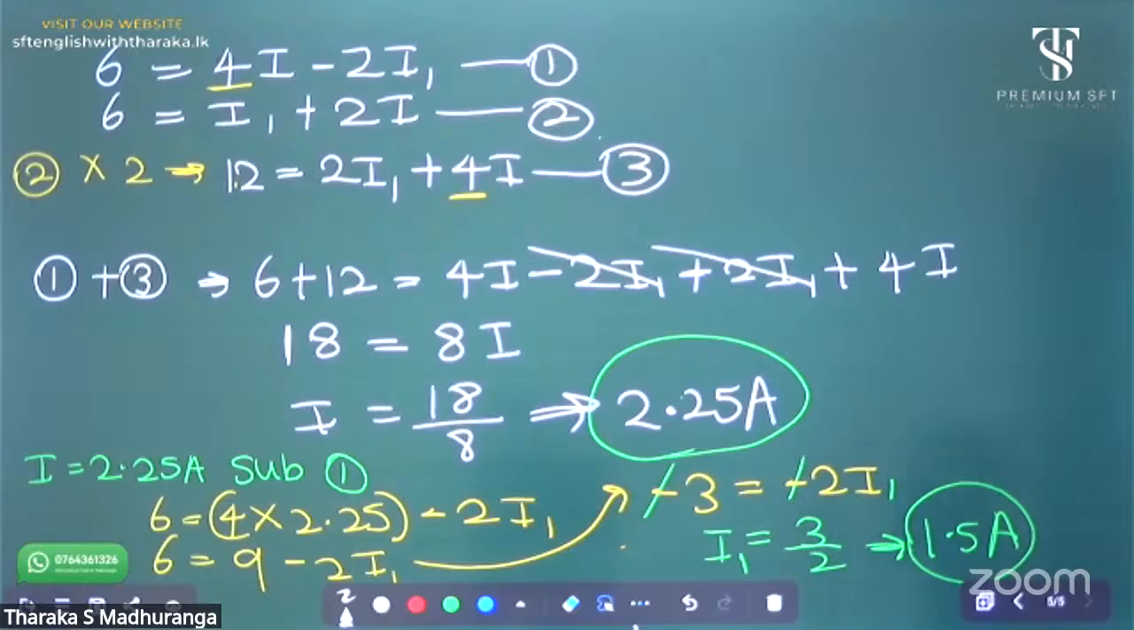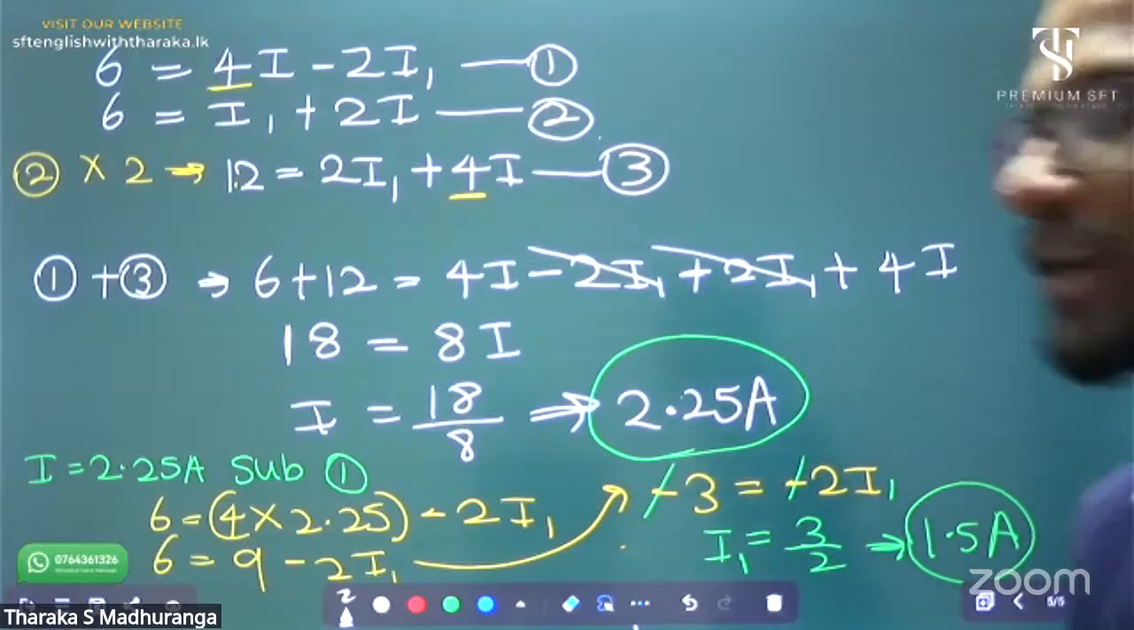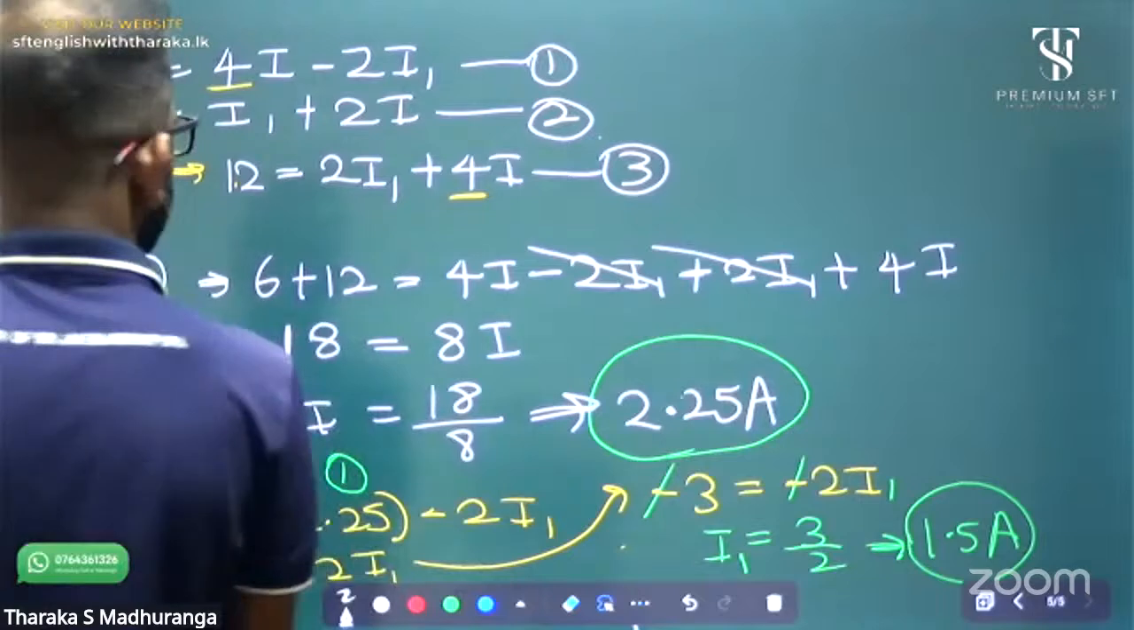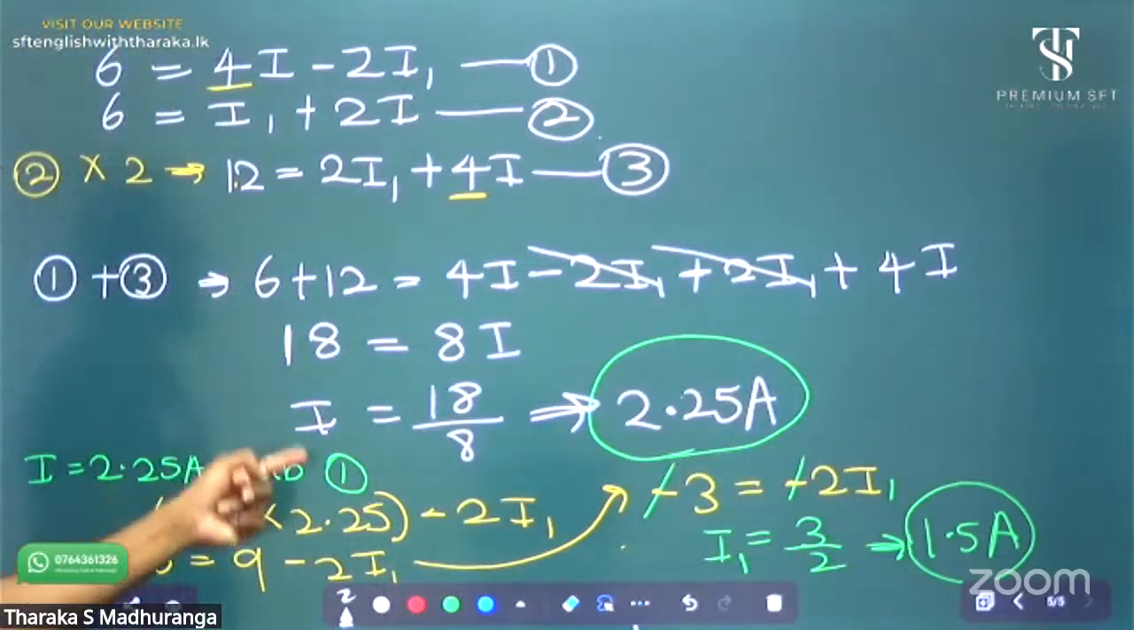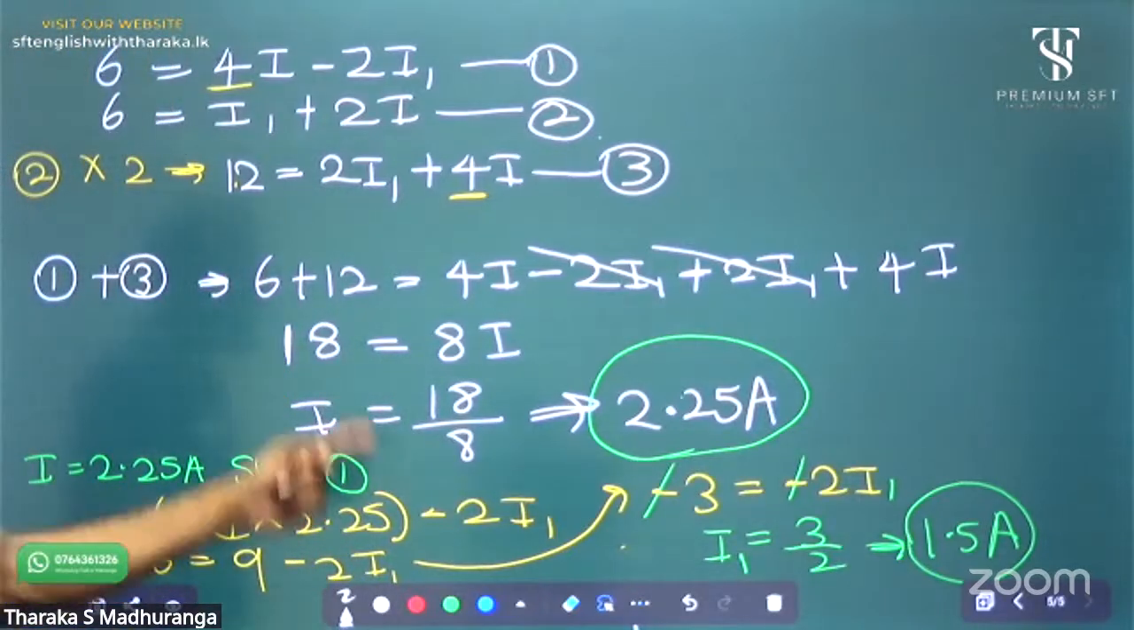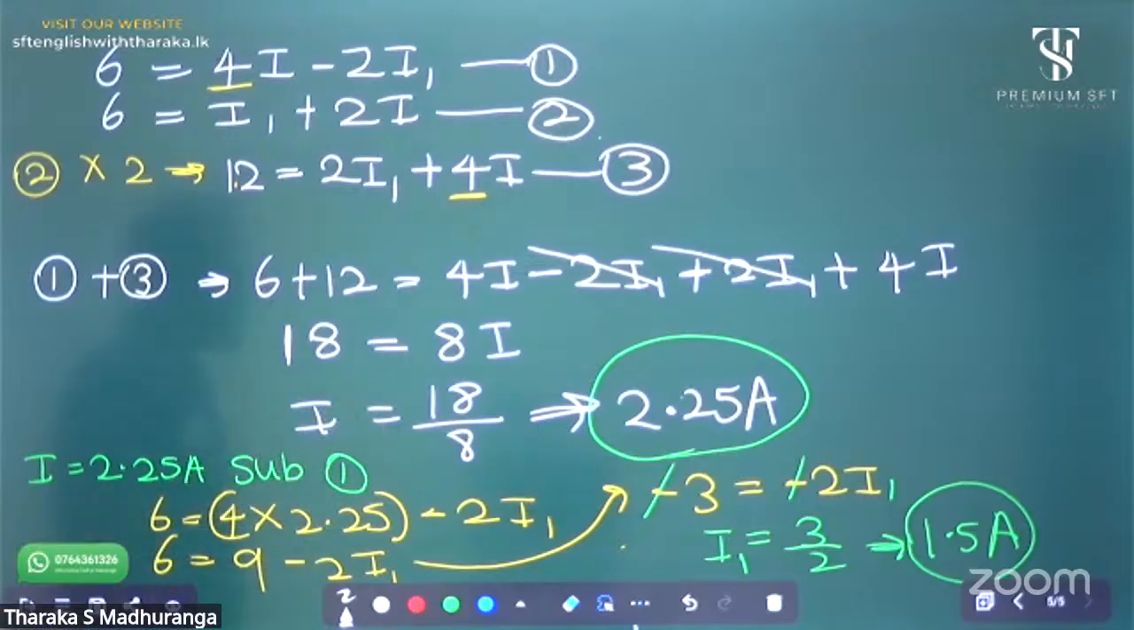The simultaneous equation, it's not electricity, okay? It's A/L maths. Up to this level, we got electricity.